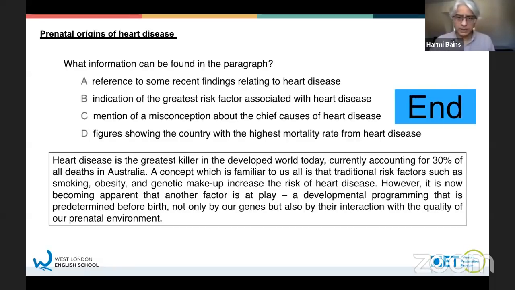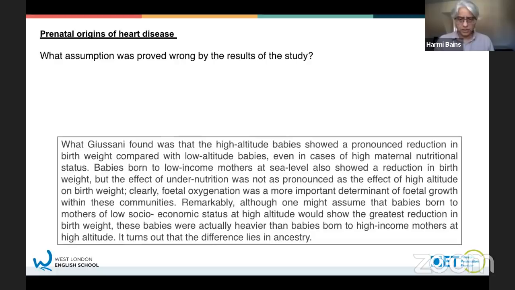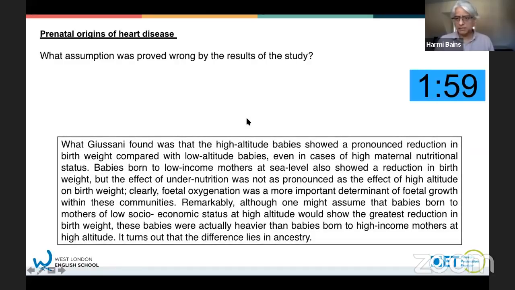Okay, and you've got question two, also about prenatal origins of heart disease. This is the question, your paragraph. Again, you've got a minute to read this and then you'll see the answer options.